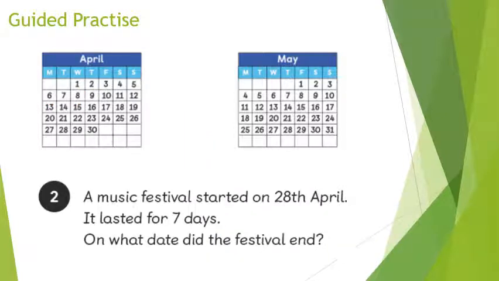And this is that a music festival started on the 28th of April. It lasted for 7 days. On what date did the festival end? So again, I'm going to give you a little bit of time to have a think about this and give me a chance to work it out as well. And then we'll go through it together and see if we got the same answer.